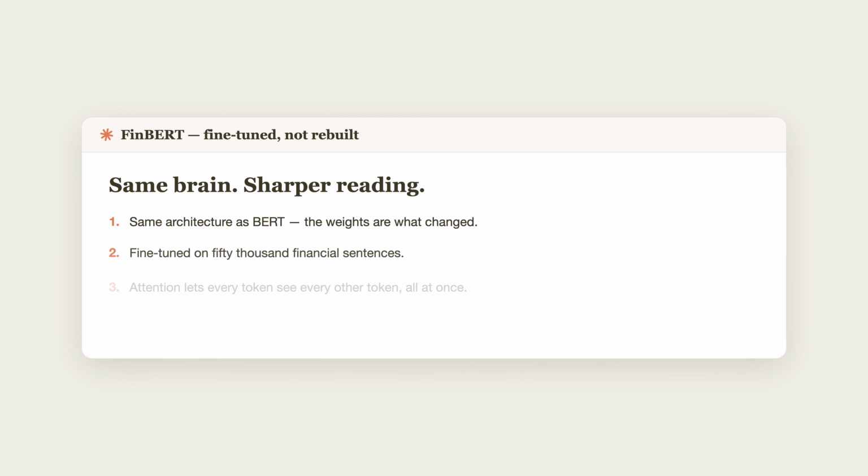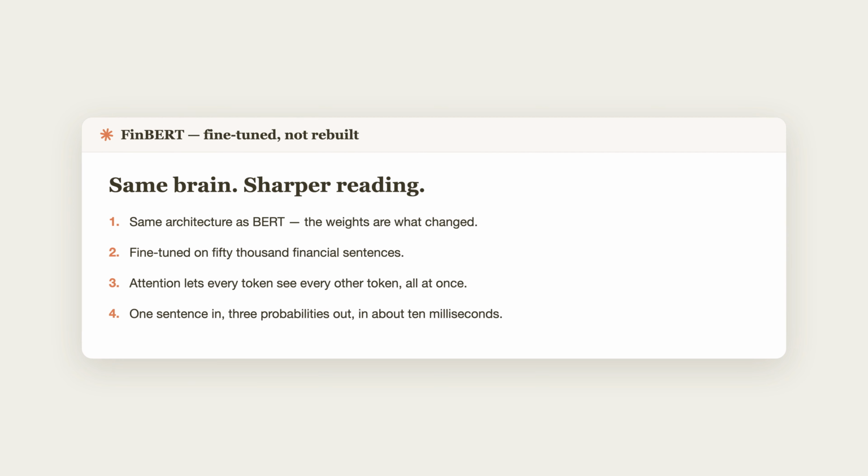Let's recap with Claude. Same architecture as BERT, the weights are what changed. Fine-tuned on 50,000 financial sentences. Attention lets every token see every other token all at once. 1 sentence in, 3 probabilities out in about 10 milliseconds.